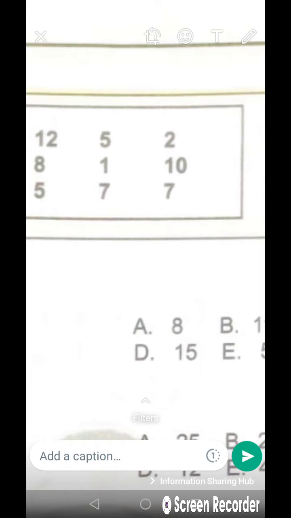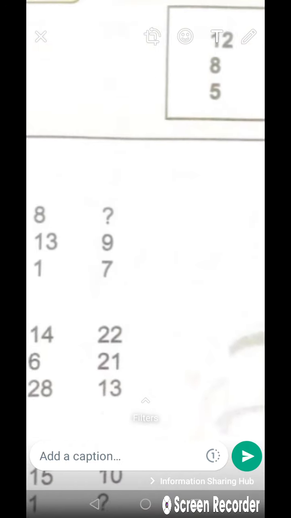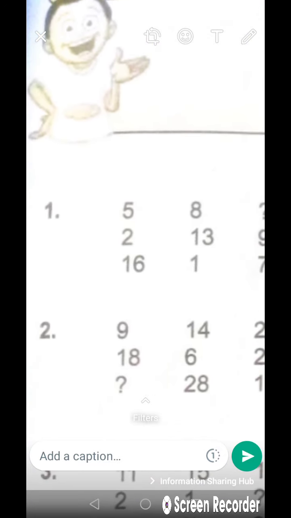Add up 12 plus 5, it gives you 17, plus 2, it gives you 19. Add up the next line, 8 plus 1, 9 plus 10, 19. Add up the next line, 5 plus 7 gives you 12 plus 7, 19. You can see it's just simply adding up the top numbers. Okay, so let's go to the questions and treat them one after the other.